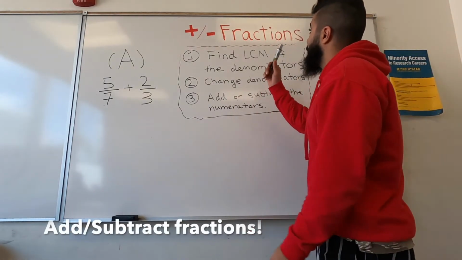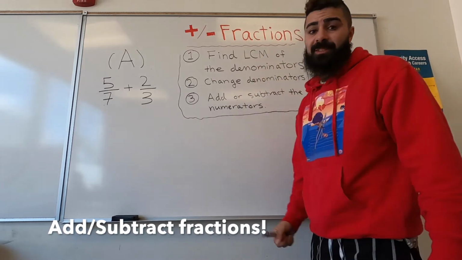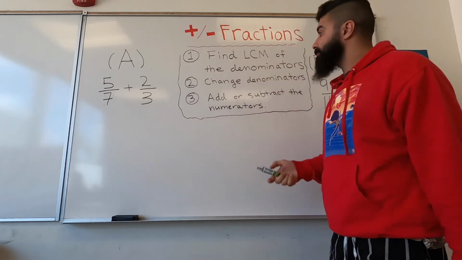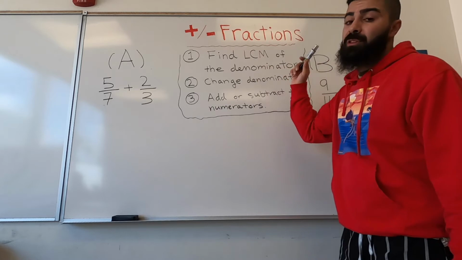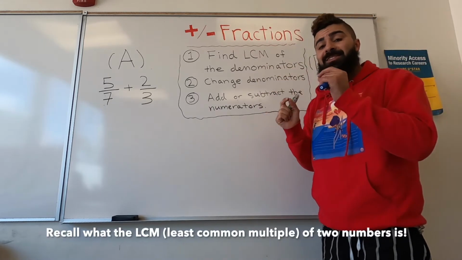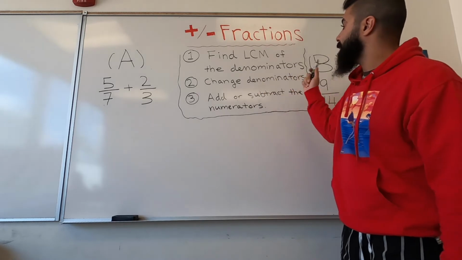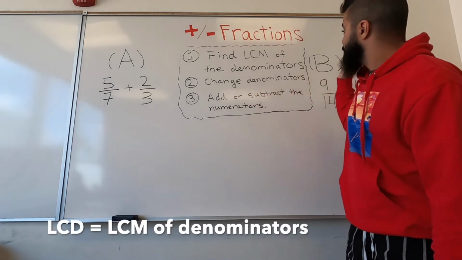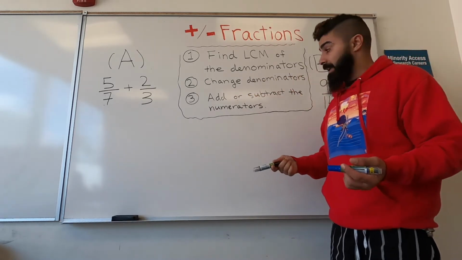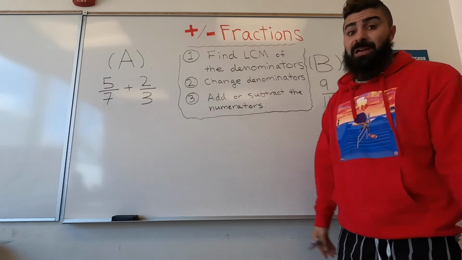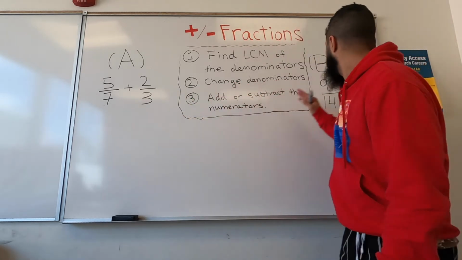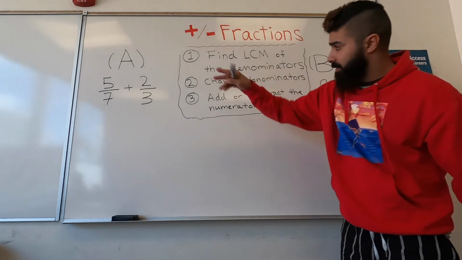Today we're going to talk about how to add and subtract fractions. I do it in 3 nice and easy steps. First, you find the LCM, the least common multiple. That's the smallest number that they both fit into nicely. The LCM of the denominators. Number 2, you change the denominators into that LCM, and then you add them or subtract them or whatever. So we have one with adding, one with subtracting over here. So we're going to start with example A.